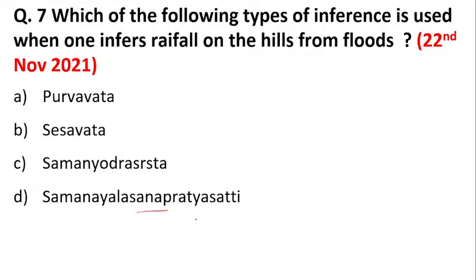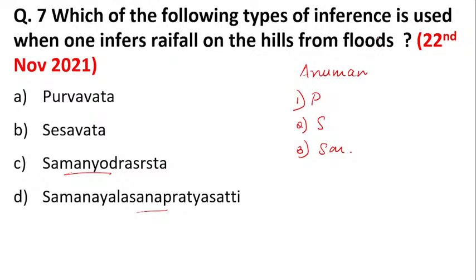So which of the following inference is used when one infers rainfall on the hills from floods? Many times you might have seen rivers flooded, and it could be because of rain on the mountains or the hills. You remember there are three types of inference in Indian logic of Anuman. Anuman is of three types: one is Purvavat, the other is Sheshvat, and the third is Samanya Drishta.